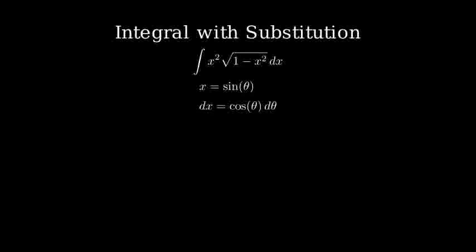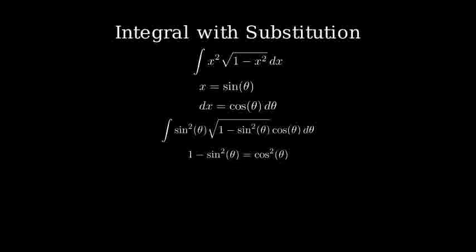Let's make this substitution. Next, when we make these substitutions, our integral becomes sine squared theta times the square root of 1 minus sine squared theta times cosine theta d theta. Recognize that the square root of 1 minus sine squared theta is simply cosine theta. This is due to the well-known trigonometric identity: sine squared theta plus cosine squared theta equals 1.